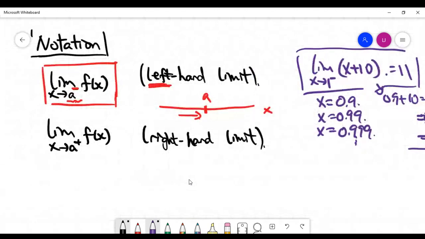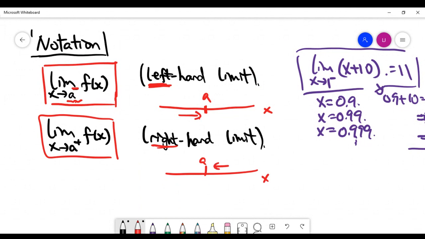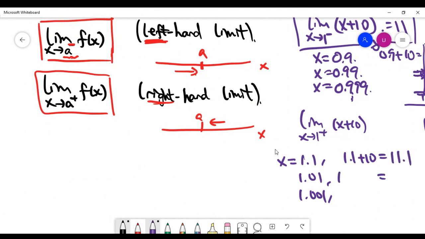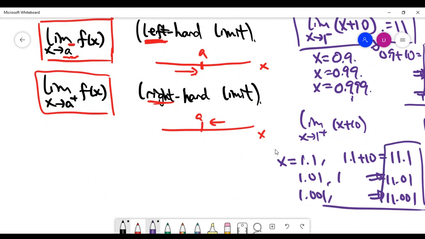And for the right-hand limit, it takes a very similar meaning, but now you are approaching the point a from the right-hand side. For example, if you consider the same limit problem in purple, by approximation you have to think of all the values of x as bigger than 1, chosen such that the value is approaching 1 gradually. So you can choose 1.1, 1.01, 1.001. Now you do this calculation: you get 11.1, the next one 11.01, the next one 11.001. This trend of values gives you an understanding that it is approaching 11, so the answer is 11 for this limit.